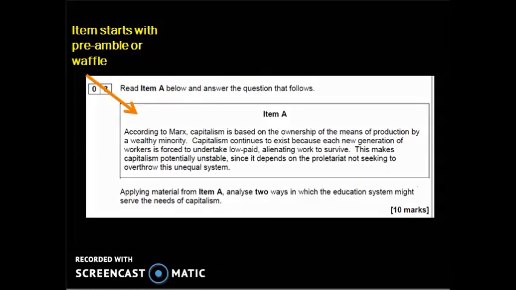So the first sentence is the waffle or preamble. Some items will have it, some items won't. In this question, this is useful because you can then use it to apply to the capitalism part. The next sentence is the first hook. Capitalism continues to exist because each generation of workers is forced to undertake low-paid, alienating work to survive, and this should lead you to think, oh okay, school's job is to produce working class workers or reproduce a workforce. The correspondence principle would be one idea that you could use to illustrate this point.